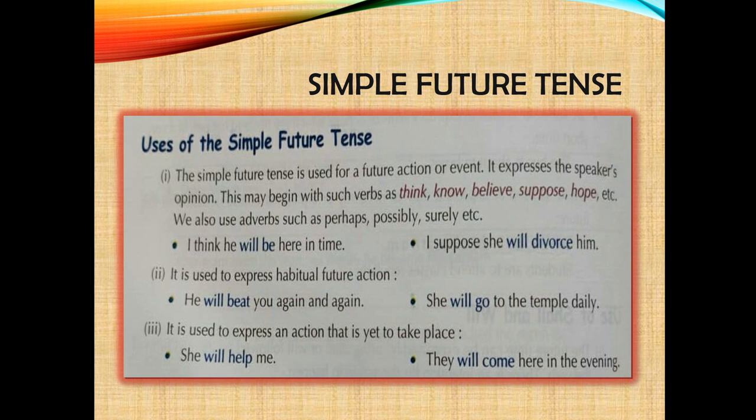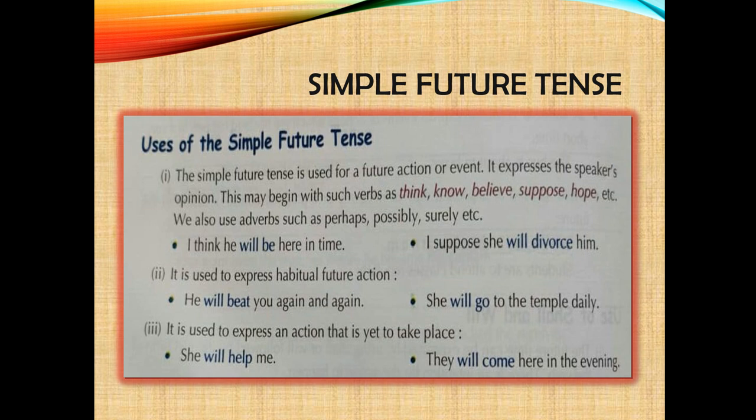Let's see the second one. It is used to express habitual future action. He will beat you again and again. She will go to the temple daily. So, some habitual action about future. Next one. It is used to express an action that is yet to take place. She will help me. They will come here in the evening. So, the action is yet to take place. That is why it is future tense.